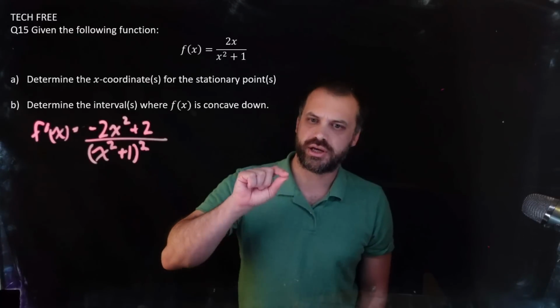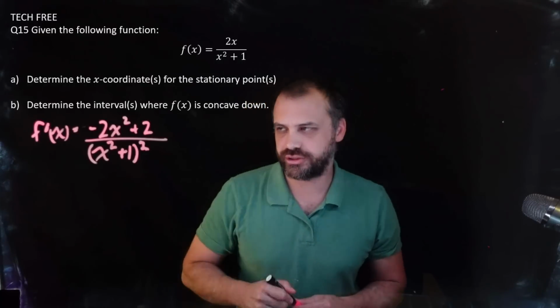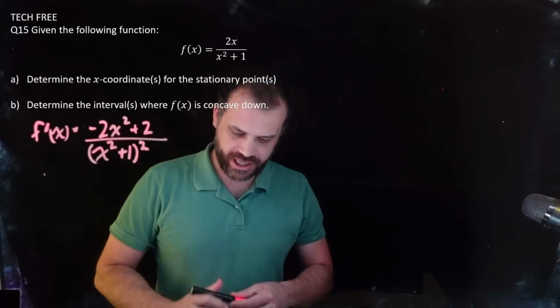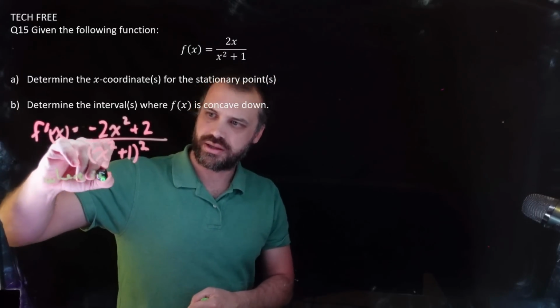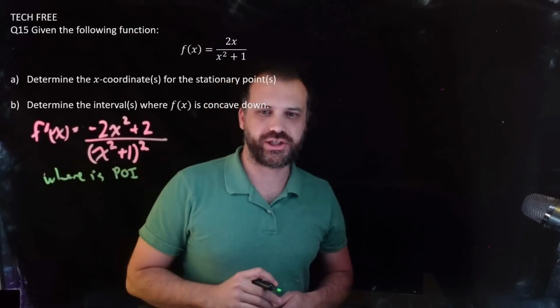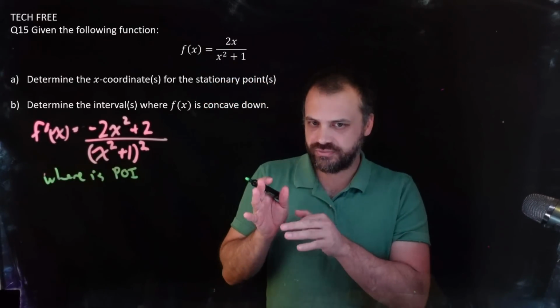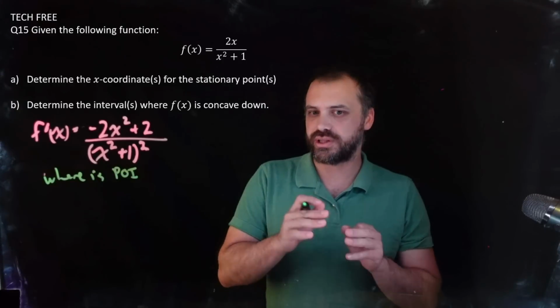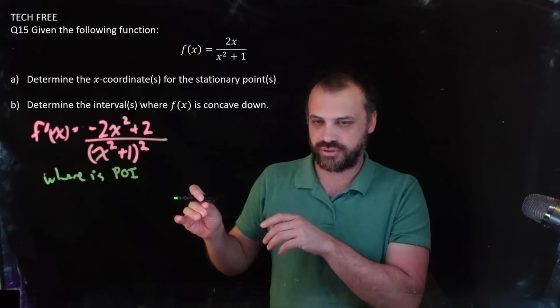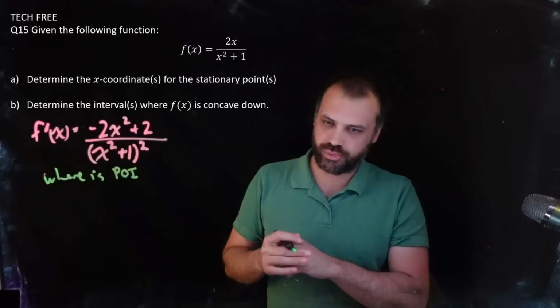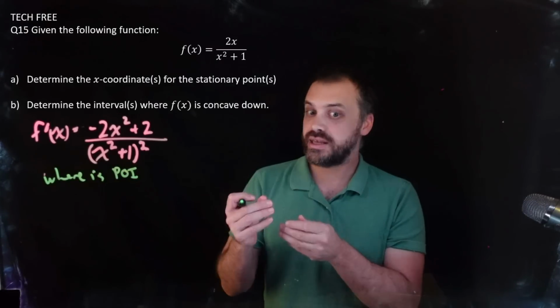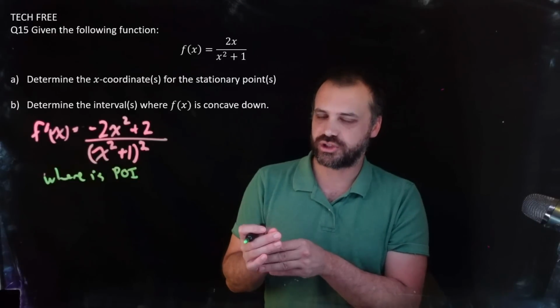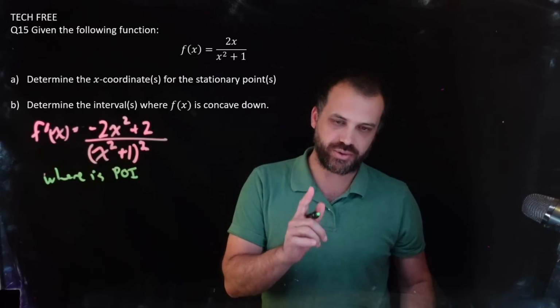Now there's a lot of different ways to go about this part B, but the way I'm going to do it is look for a point of inflection, right? So the question I'm asking myself is, where is the point of inflection, right? Now, points of inflection can only happen where the second derivative is equal to 0. That doesn't mean, and I mentioned this in a previous video, that there is a point of inflection there, but a candidate point for a point of inflection is where the second derivative is equal to 0.